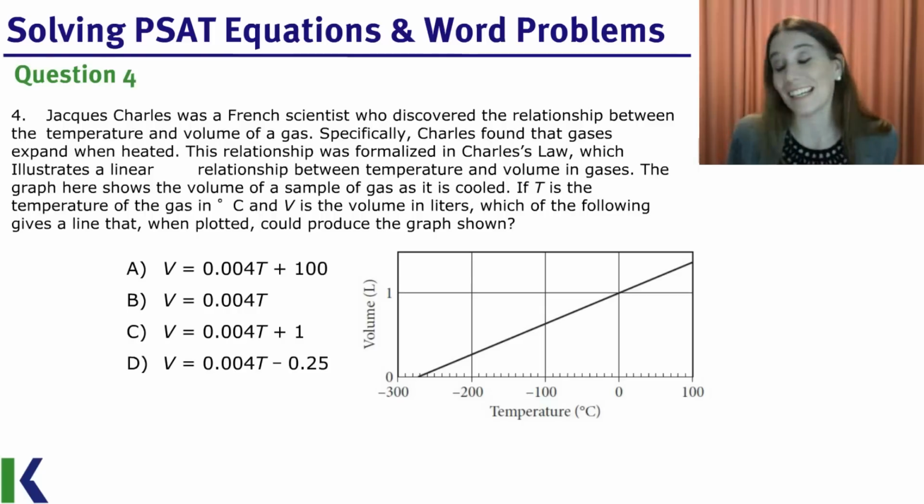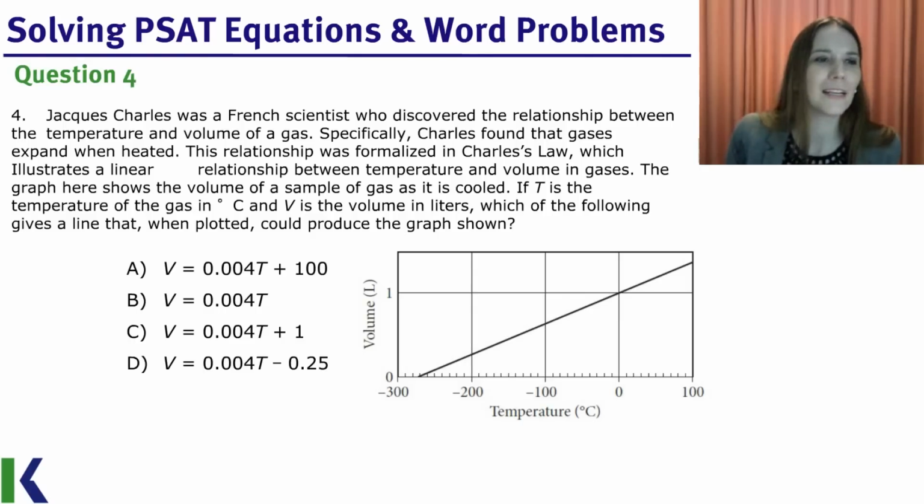Now, I don't want in any way to diminish Jacques Charles's work. I'm sure it is exceptionally important. Charles' Law, all these wonderful things. However, that is not the point of the PSAT math questions. The point of the PSAT math question is to get straight to the point.